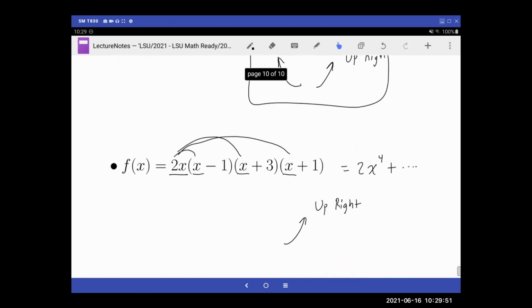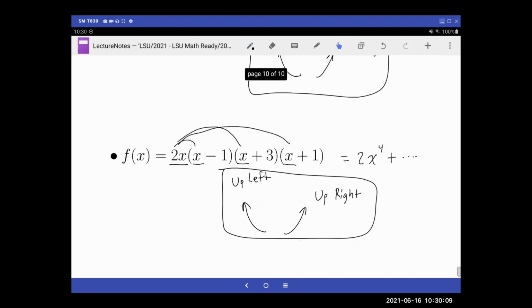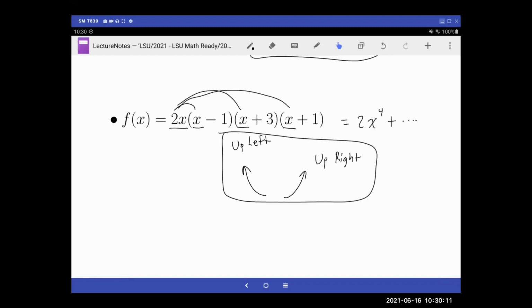Okay, and finally on this last one here, we have degree 4. 4 is even. Even, the left side equals the right side, so it's going to go up as well. All right, and that is lesson 13.